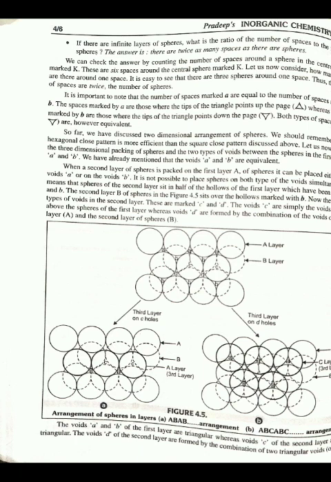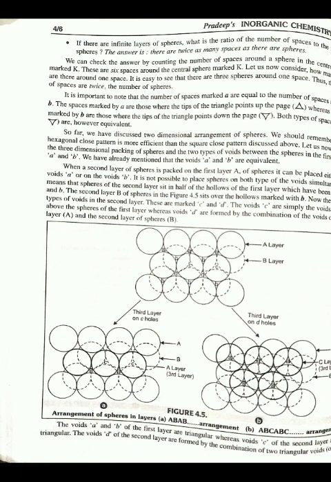It is important to note that the number of spaces marked A is equal to the number of spaces marked B. The spaces marked A are those where the tips of the triangle point up the page, whereas the spaces marked B are those where the tips of the triangle point down the page. Both types of spaces are, however, equivalent.